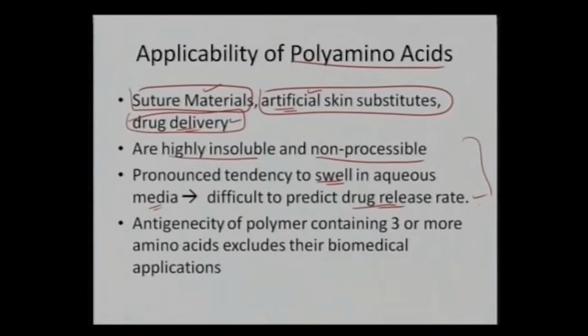And again, it has one more problem, which is the antigenicity of this polyamino acid, because when it contains 3 or more types of amino acids, that basically excludes them from potential biomedical applications. So though they have been used as suture material, artificial skin substrate, or for drug delivery, their antigenicity, when the polymer contains amino acids of 3 or more types, creates a problem and basically excludes their biomedical application.